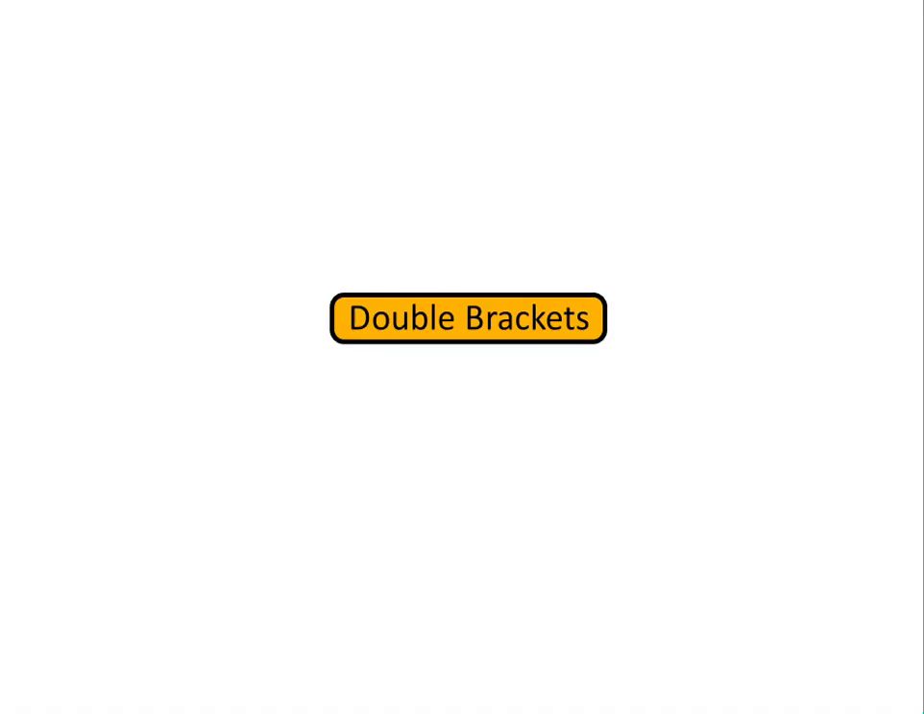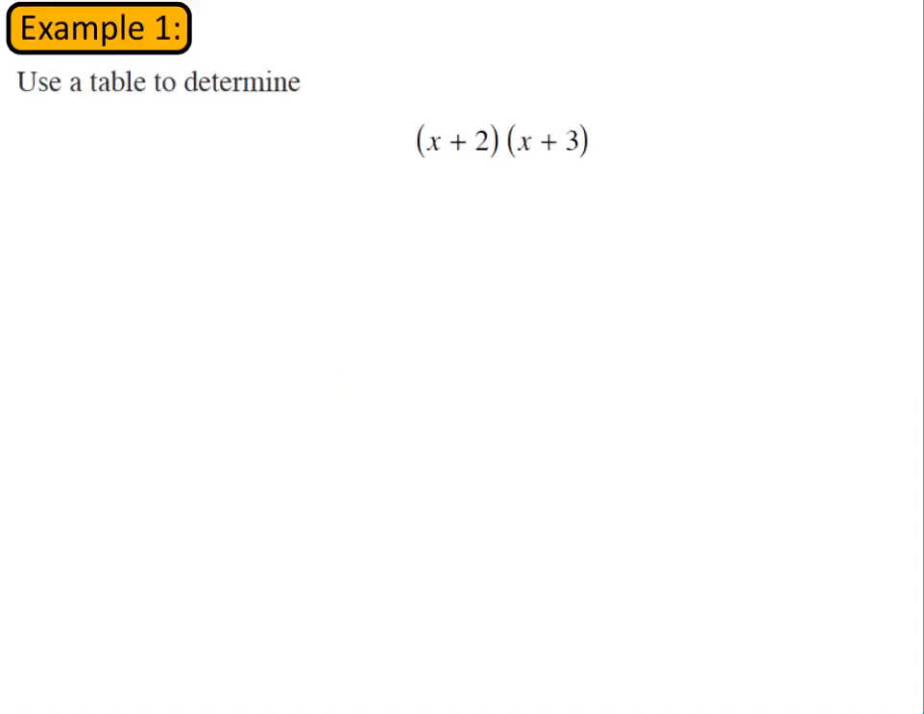So in this lesson we're going to look at expanding or multiplying out double brackets. A double bracket looks like this, and you have to multiply every term in the first bracket by every term in the second bracket. This means there is actually going to be 4 different things in our answer. We're going to work out what x times x is, what x times 3 is, what 2 times x is, and what 2 times 3 is.